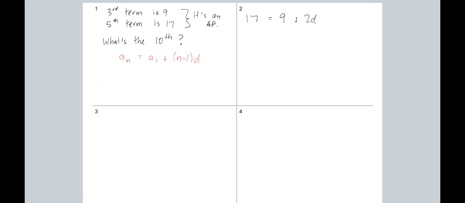Just for those who are wondering what you did, what I'm saying is the third term is 9. The next term would be the fourth term, the next is 9 plus D, that'd be the fifth. Oh my gosh, sorry.